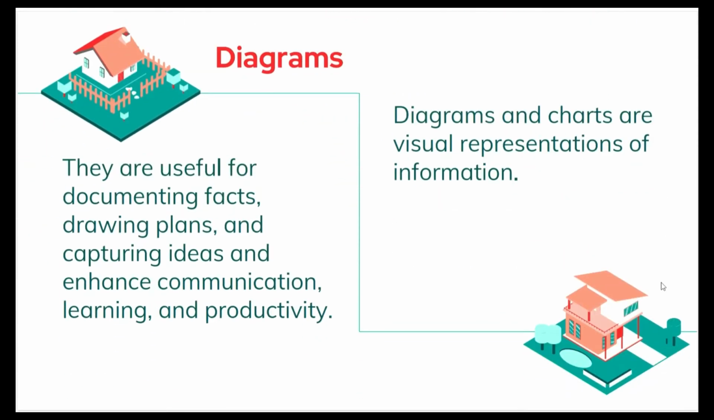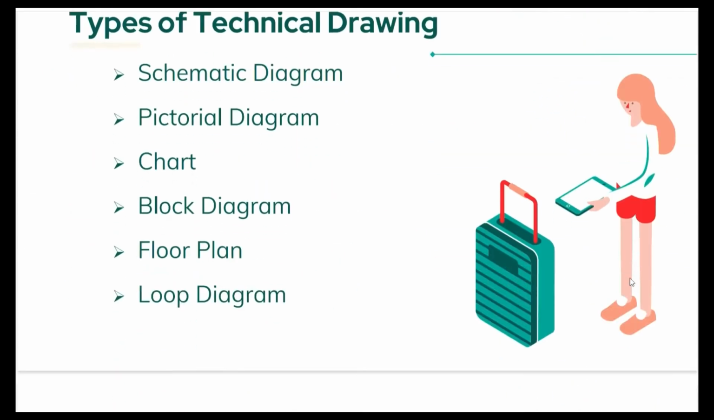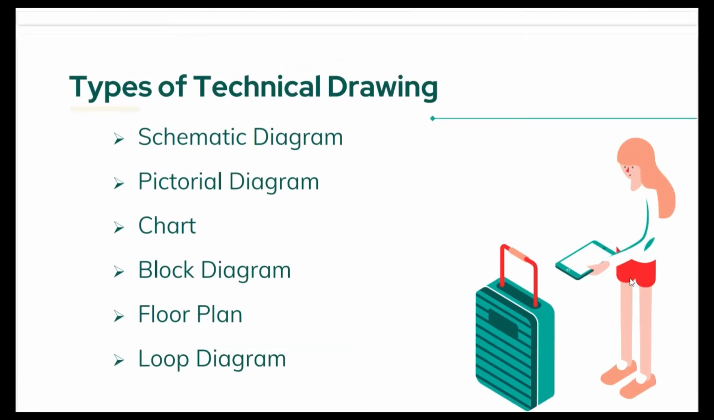So, what is a diagram? We say diagrams and charts are visual representations of information or data. It is very useful for documenting facts, plans, capturing ideas, and enhancing communication, learning, and productivity. So what are these types of technical drawing? We have the schematic, pictorial, chart, block diagram, floor plan, and loop diagram. These are only the basic diagrams that we can use in our daily lives, and can also be applied in computer hardware servicing.